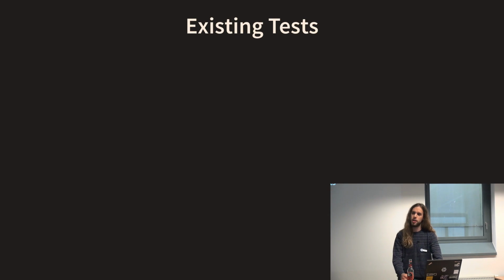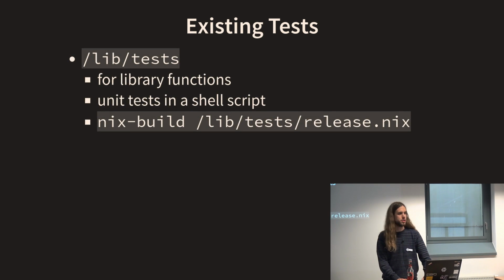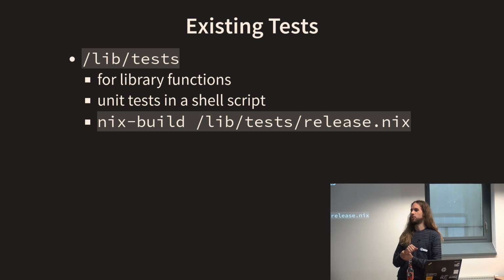We have basically two sets of tests in Nix packages at the moment. The first is in lib tests, and it's testing, like the path says, the library. We have a lot of library functions, but because Nix is not a general purpose language, we don't have as much as other languages. We have quite a few, and we do unit tests for them. Not very many, but I'd say it's okay. And the functions are very simple. You can run them via nix build, libtest release.nix.